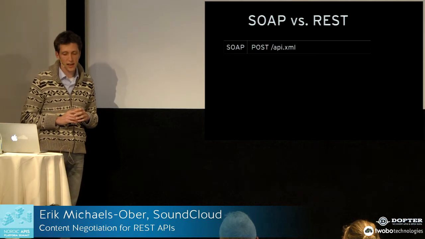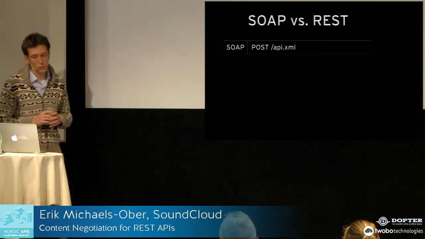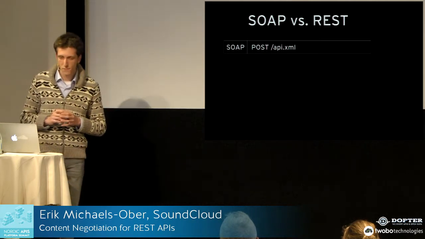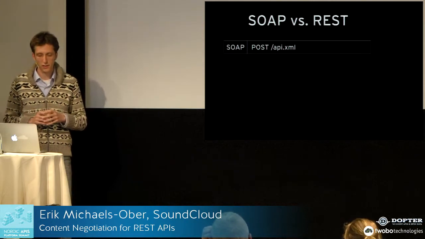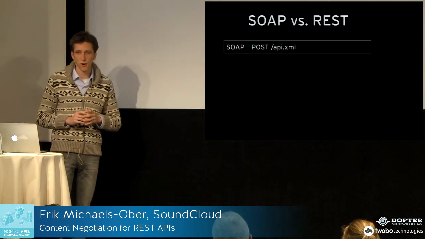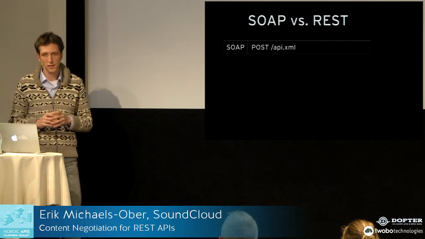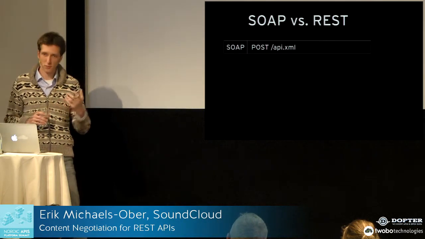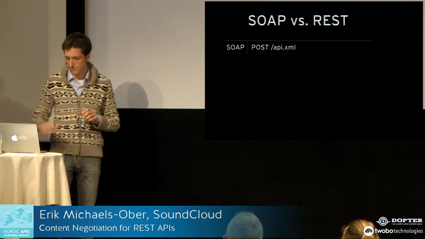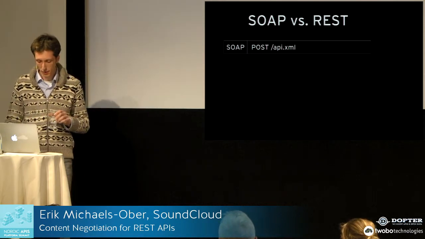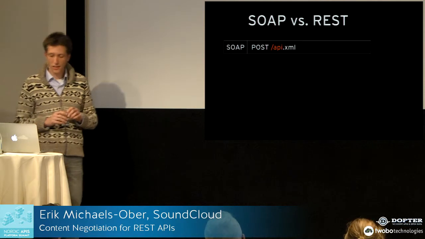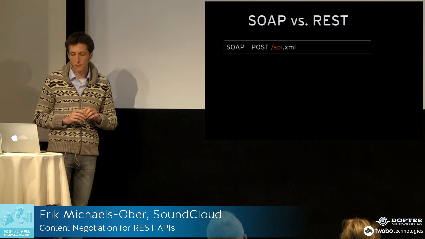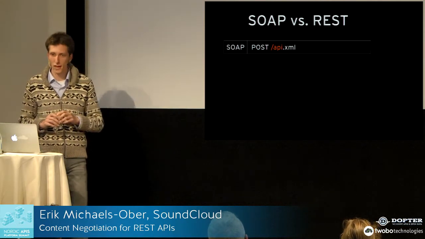So to boil it down to a simple example, this is what a SOAP request might look like. You typically have a single endpoint, and you're making a remote procedure call by posting to that endpoint. And most of the data about the request you're making is contained in some sort of XML body that you're posting to that single endpoint. There are a couple of obvious things wrong with this. The first is that you're using the same endpoint for every request.